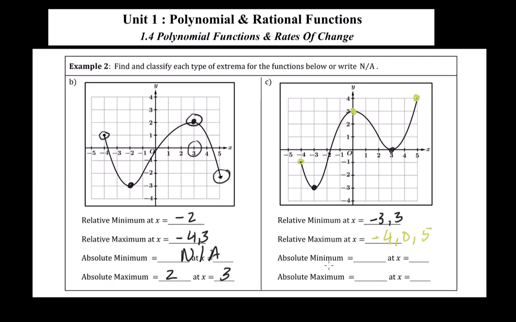So now we're looking for the absolute minimum. Which one is the lowest? For the absolute minimum, we have -3 and 3. This is the absolute minimum, which is -3 and -3. And which one is the absolute maximum? The absolute maximum is at -4, 0, and 5. So the absolute maximum takes place at 5, so x is 5, where y is equal to 4.